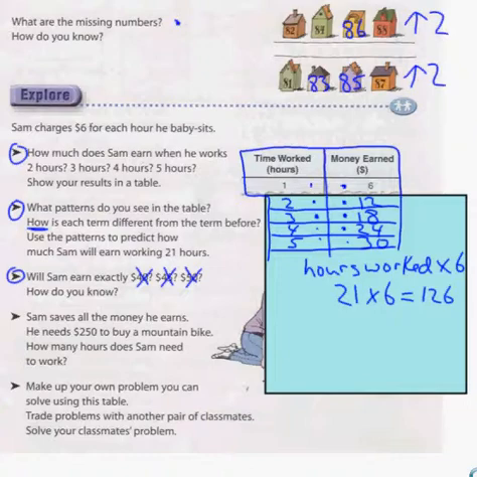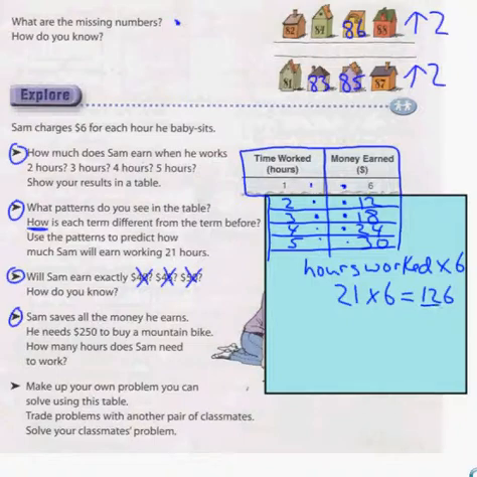Let's go to the next one. Sam saves all the money he earns. He needs $250 to buy a mountain bike. How many hours does Sam need to work? Well, I could use some multiplying there. I could do a little bit of guessing, right? So if I look, 21 hours times 6 is 126.